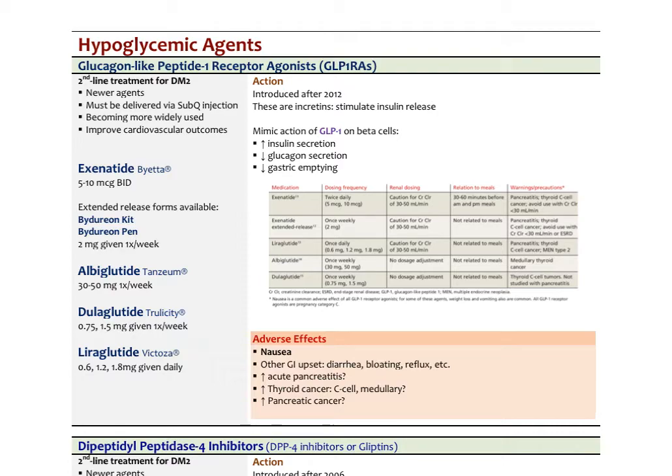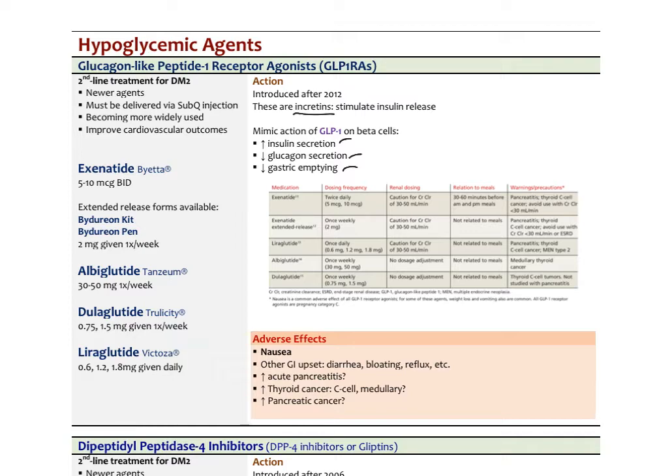They were introduced in 2012, and they are classified as incretins. And incretins, again, stimulate insulin release. So they mimic the actions of GLP-1 on the beta cells, which increases insulin secretion, decreases glucagon. They also decrease gastric emptying. That gives the stomach and the intestines time to catch up with all the absorbed glucose in the system.